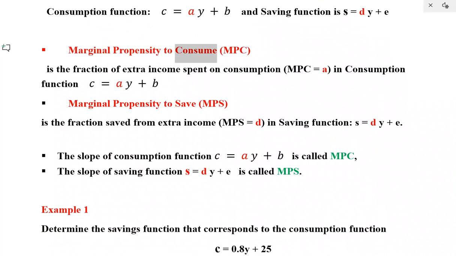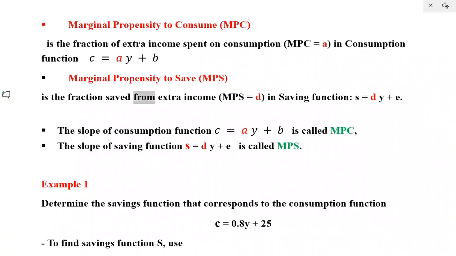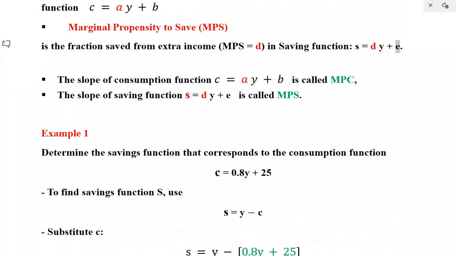Marginal propensity to consume, MPC, is the fraction of extra income spent on consumption. MPC equals a in consumption function C equals aY plus b. Marginal propensity to save, MPS, is the fraction saved from extra income. MPS equals d in saving function S equals dY plus e.